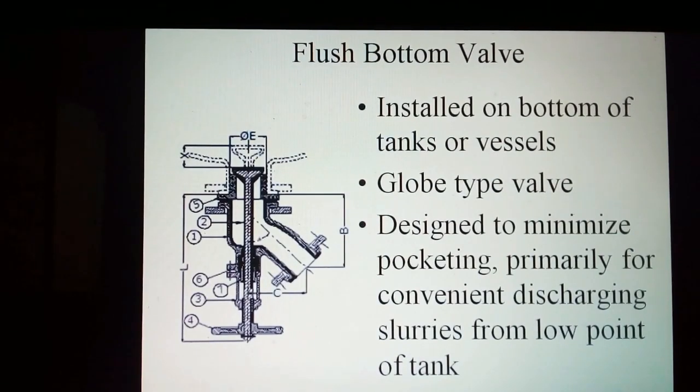Flush bottom valve is usually installed on the bottom of tanks or vessels. These are usually globe-type valves, designed to minimize pocketing, primarily for convenient discharging of liquids with suspended solids in it from the low point of a tank. The regulating part is like an inverted bucket and it sits deep in the bottom nozzle. It goes into the vessel. When opened, it is used for slurry material in the vessel.